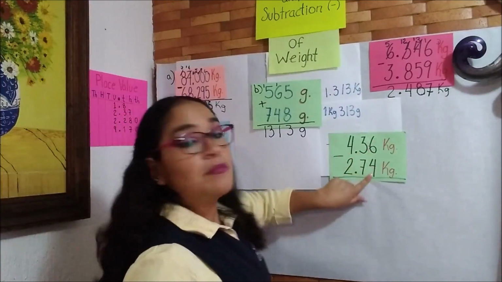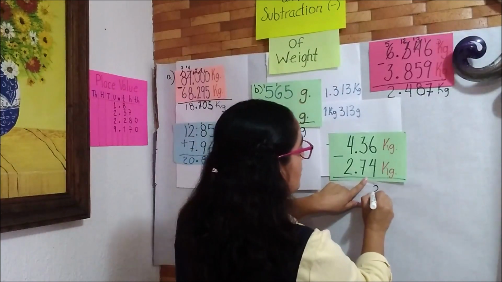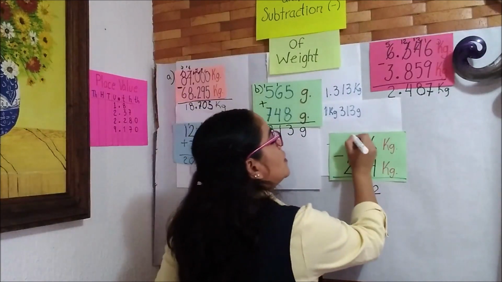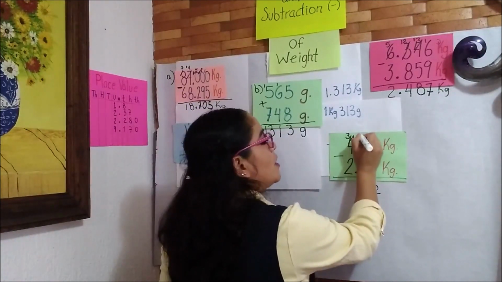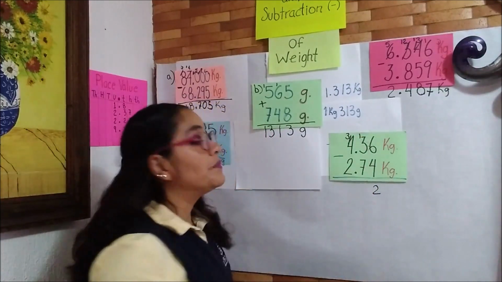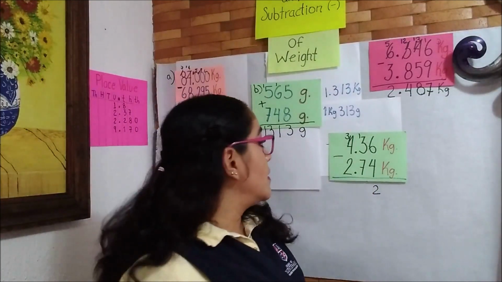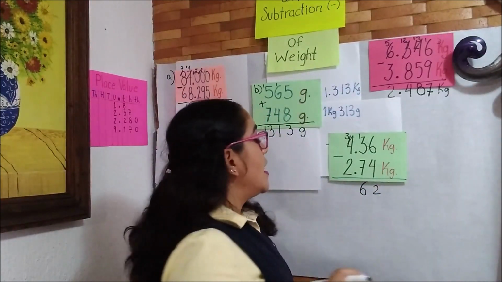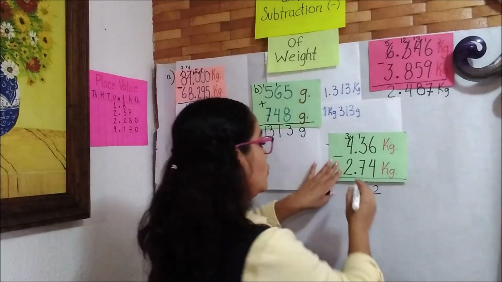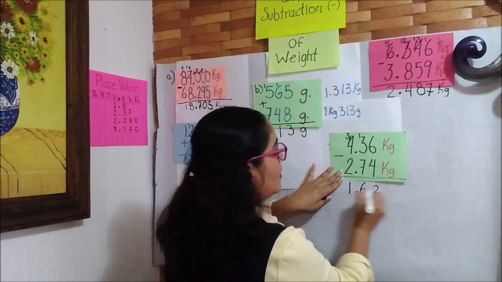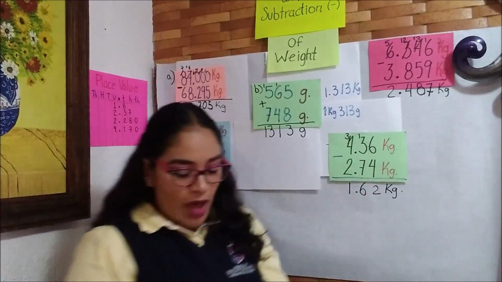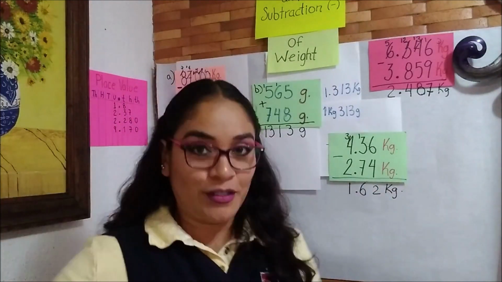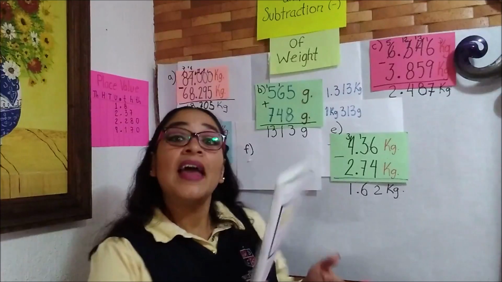So we have 6 minus 4 equals 2. 3 minus 7, we can't do that, so we go to the neighbor's house. The neighbor becomes a 3, and it is going to become a 13. Okay? 13 minus 7, 6. And 3 minus 2 equals 1. My answer is 1.62. Okay, that's the difference between the 2 parcels. Wow!